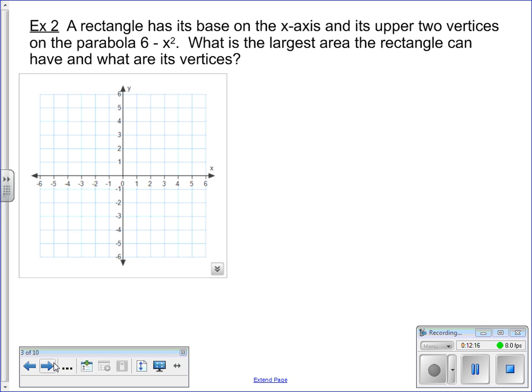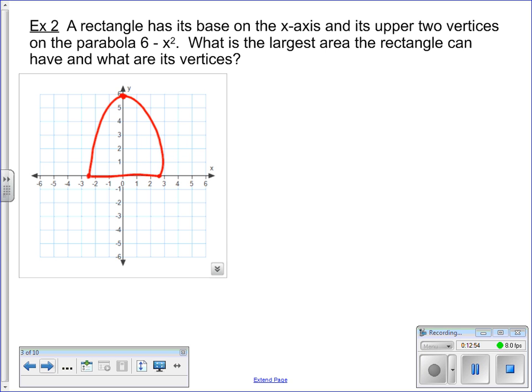First thing is, what's my y-intercept? 6. And what are my x-intercepts? Where is 6 minus x squared equal to 0? Plus or minus square root of 6. What is the square root of 6? 2 point something, right? It's more than 2 and less than 3, somewhere between 2 and 3. I don't really care where. I just want to have someplace between 2 and 3. So I have my parabola.